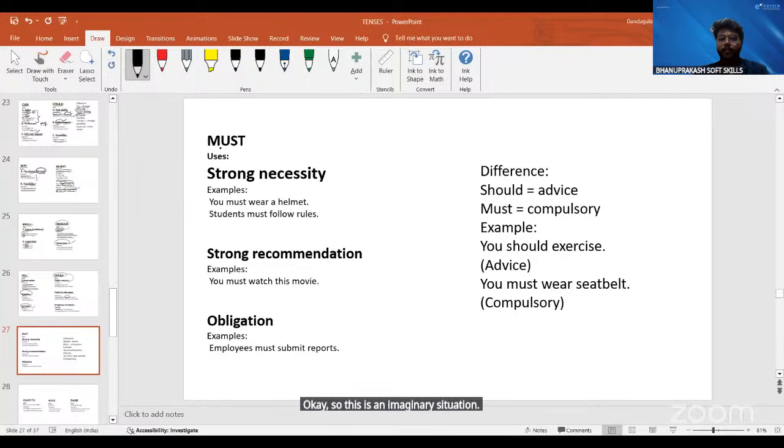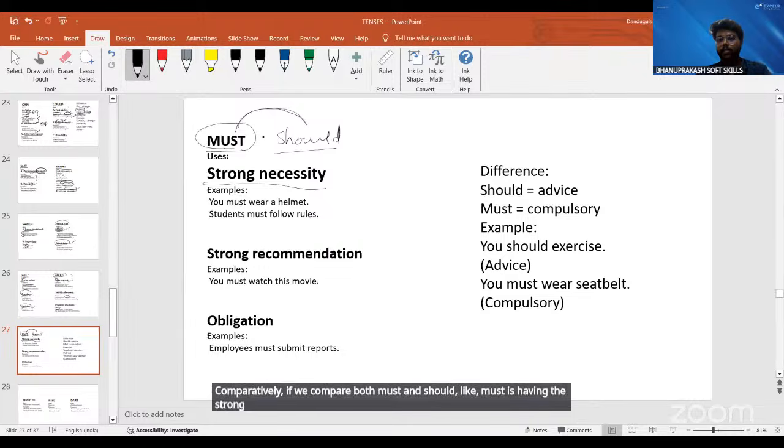And must. So must and should go hand in hand. So the basic difference we'll see. So must is used for strong necessity. Comparatively, if we compare both must and should, must has the strongness.